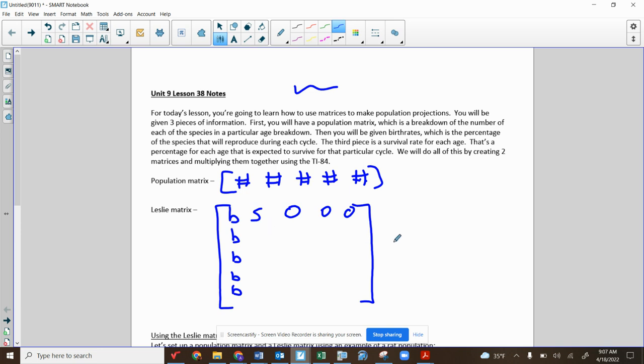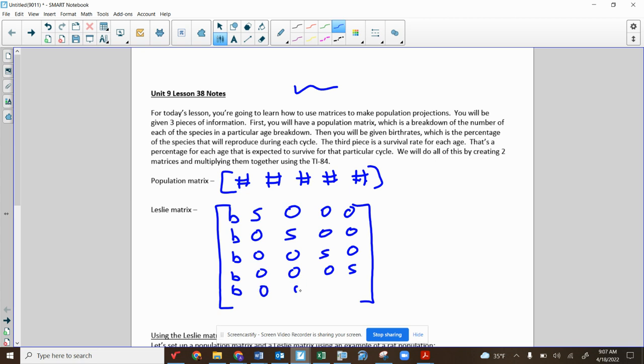So then the next survival rate isn't going to go directly below that. It's going to go on a diagonal, and I'm going to fill in zeros into the other spots. And then the next one will go on a diagonal and fill in zeros, and then the next one out of this. So see how those go on a straight diagonal there?